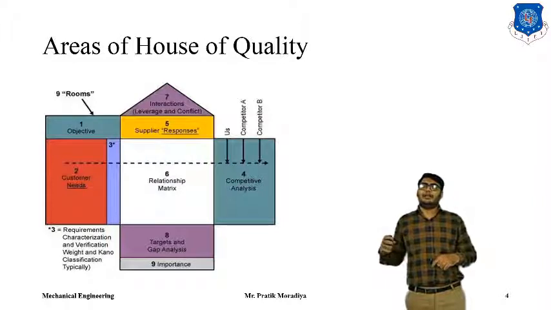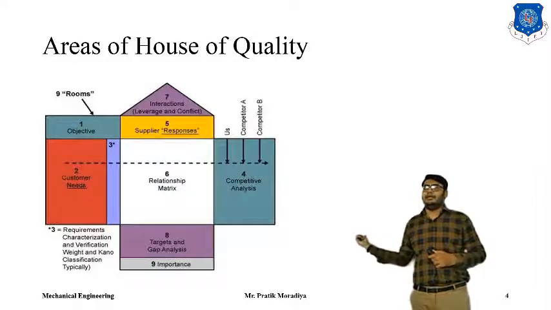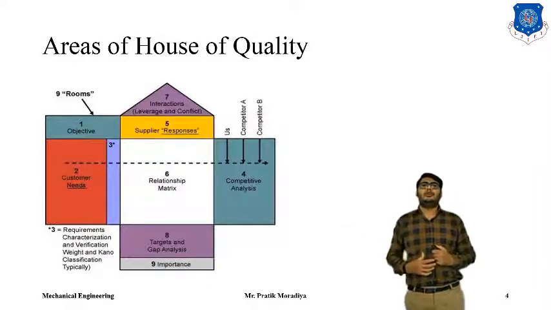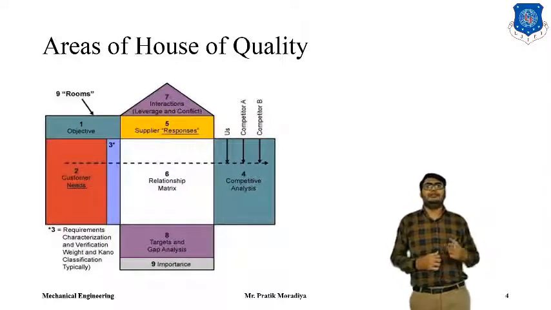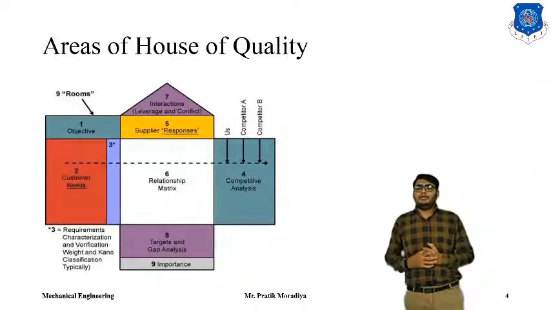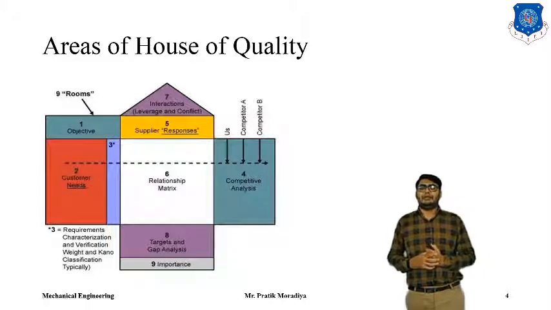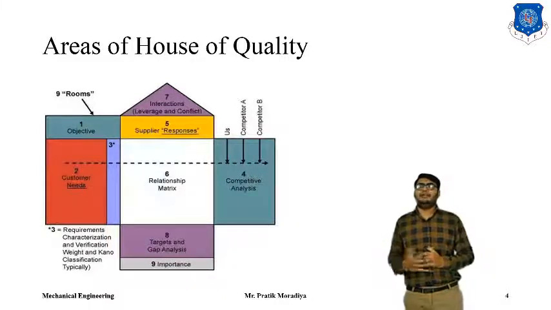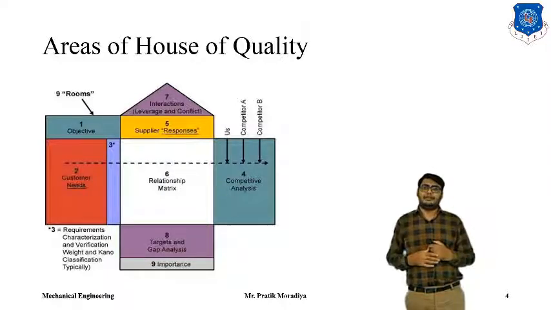And then there are some calculative parameters. So here in area 4 we can do competitive analysis, basically where we can do benchmarking. If we want to analyze properly, then in areas 8 and 9 we can give importance and we can calculate all the matrix parameters in a quantitative form rather than in a qualitative form.